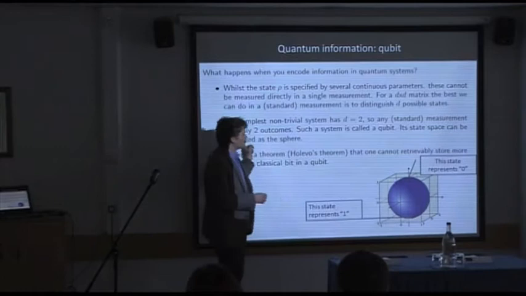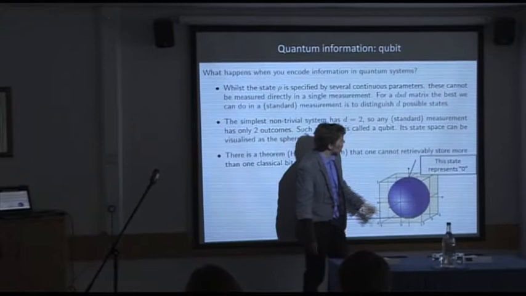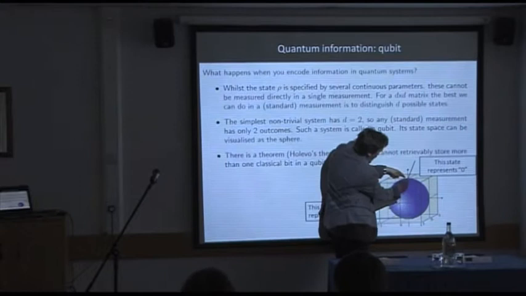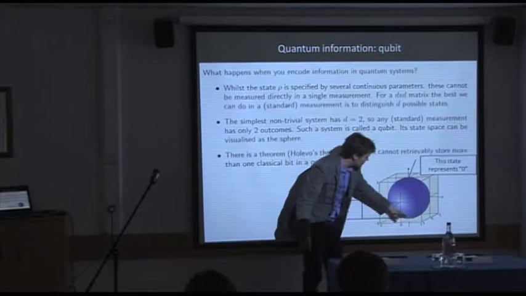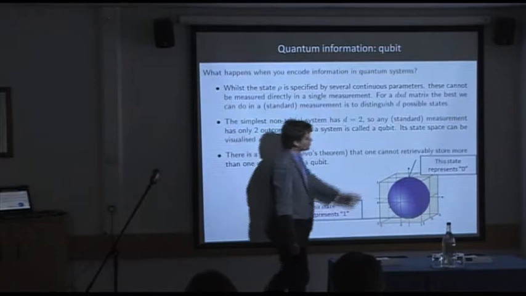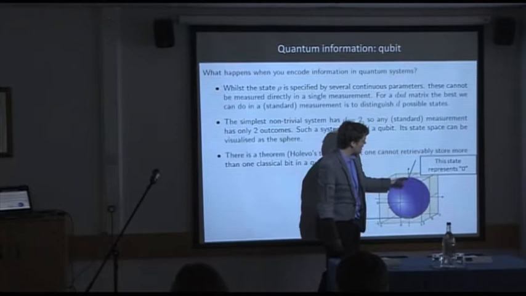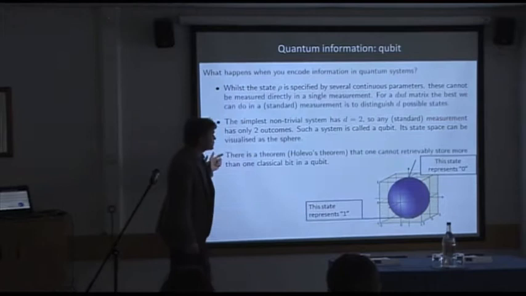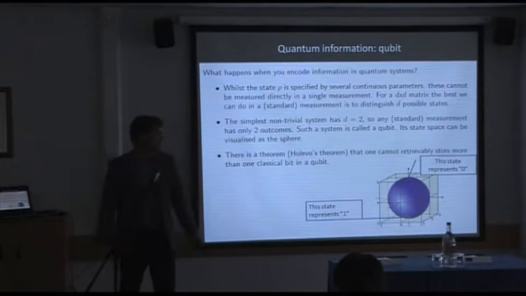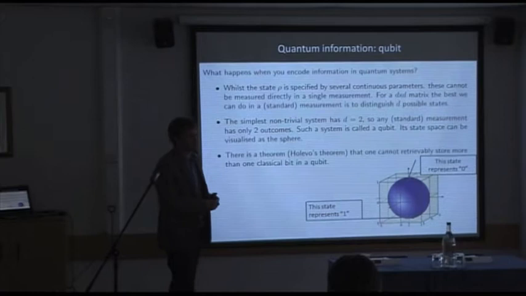And this is precisely the system that has a state space that can be visualized like this. So normally we take the state here. So this is the state represented by the vector going from here to there. We take this state to represent the value 0, and this state to represent the value 1. So you can see that you can store one classical bit in a qubit. You could just say either I prepare this state or that state, and I'm allowed to distinguish these two. That's okay. But it turns out that you can't do better than that. There's something called Holevo's theorem. And this is one of the most important insights from quantum information theory, and it's a kind of negative one. So I guess that's why it's not mentioned so often.